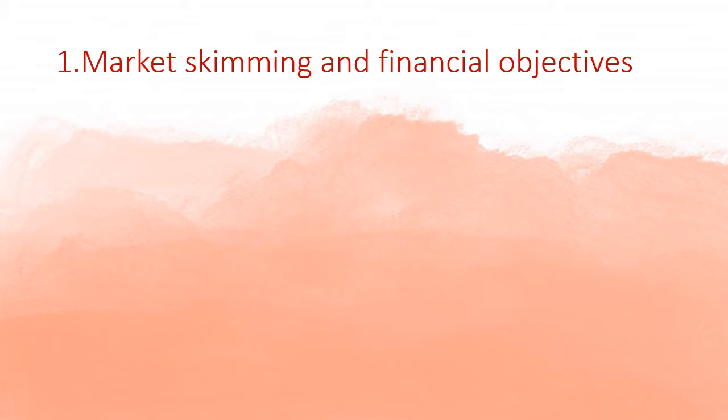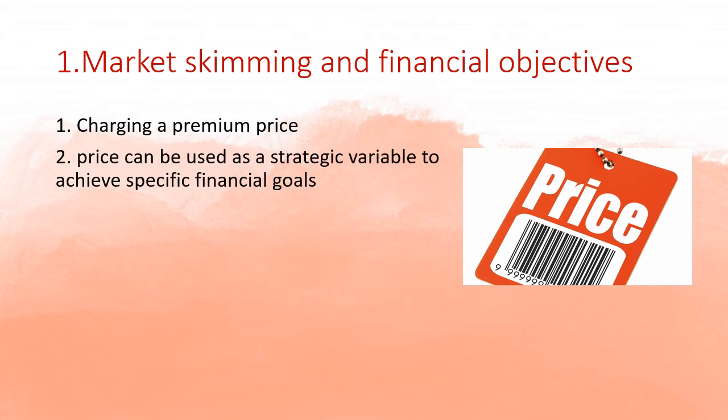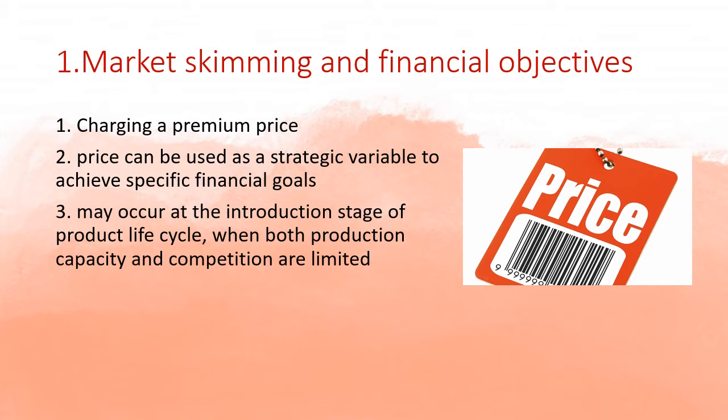The first strategy is market skimming and financial objective. The strategy of charging a premium price can be used as a strategic variable to achieve specific financial goals. Market skimming may occur at the introduction stage of product life cycle when both production capacity and competition are limited. Time by time, they will cut the price. The strategy focuses on people who have willingness to pay a premium price for a particular brand or unique product.